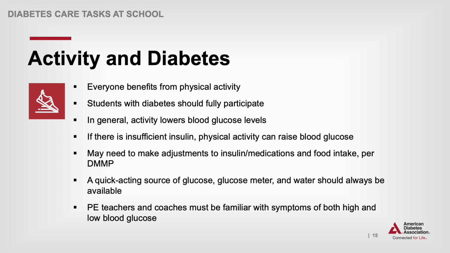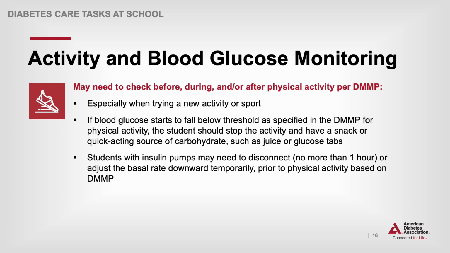If there is insufficient insulin, physical activity can raise blood glucose levels. Follow the DMMP for activity restrictions when ketones are present. Guidelines for activity and blood glucose monitoring include checking the blood sugar before, during, and after physical activity per the student's DMMP, especially when trying a new activity or a new sport.